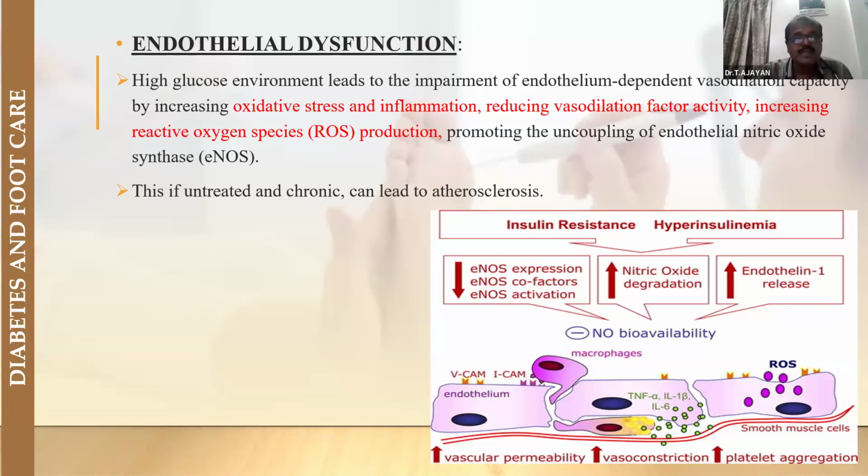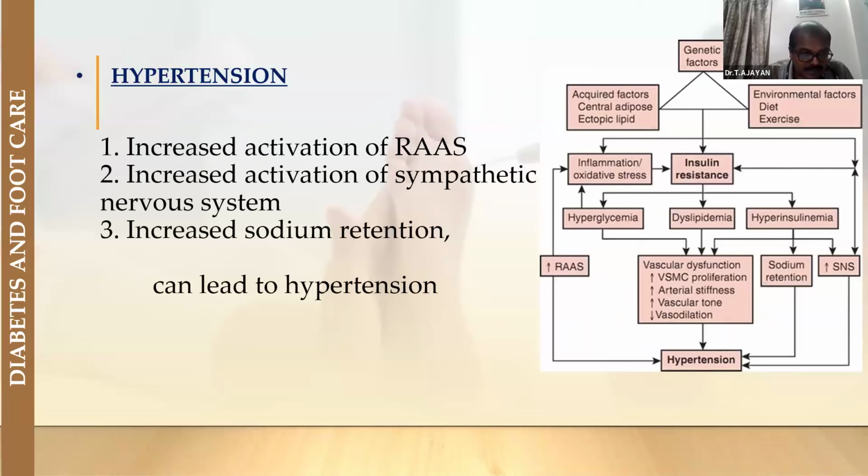There is another complication in diabetes mellitus. Atherosclerosis is one of the complications of endothelial dysfunction. The main reason is oxidative stress, which can lead to inflammation. Due to the inflammation, chemical mediators are liberated that can lead to vasoconstriction and vasodilatation. Then another complication associated with diabetes mellitus is the development of hypertension.